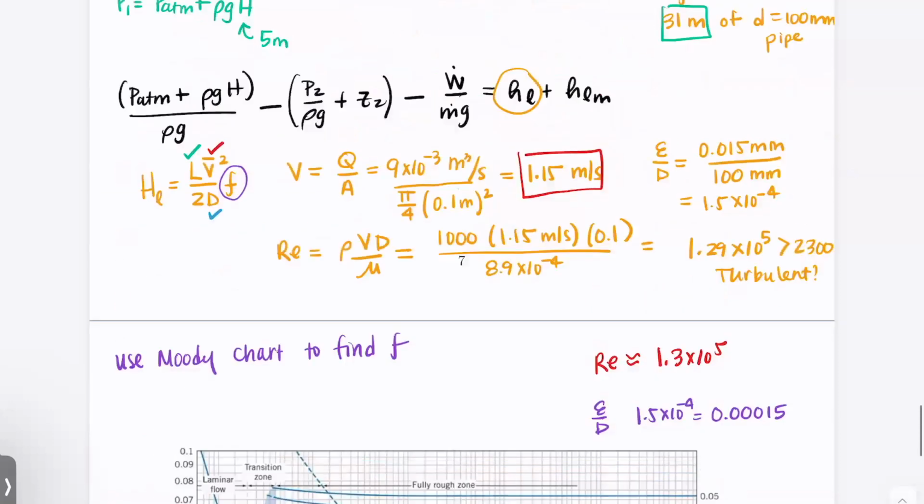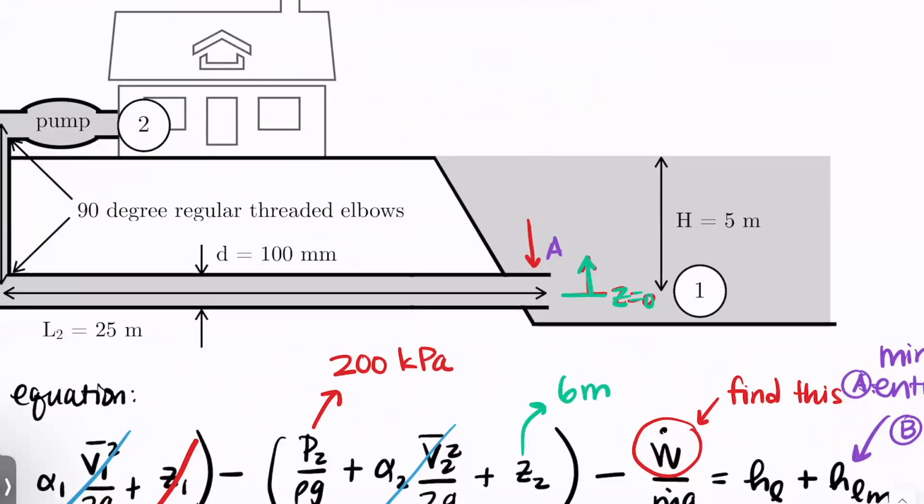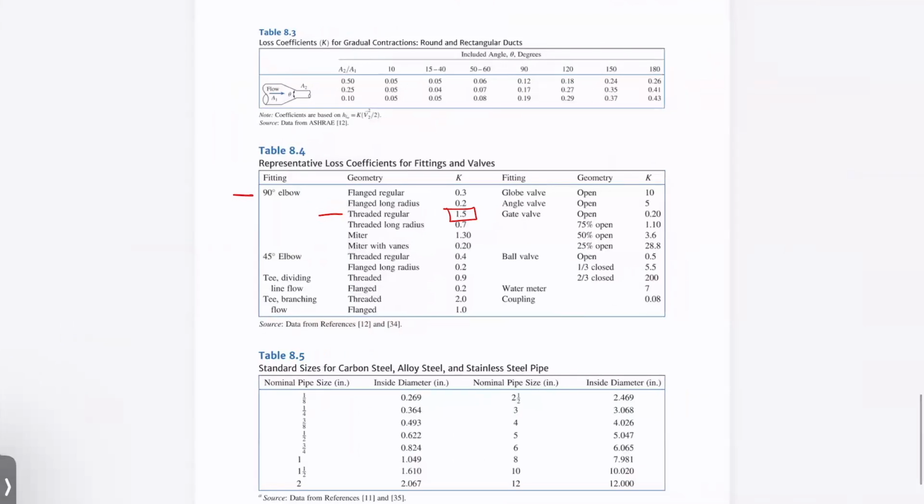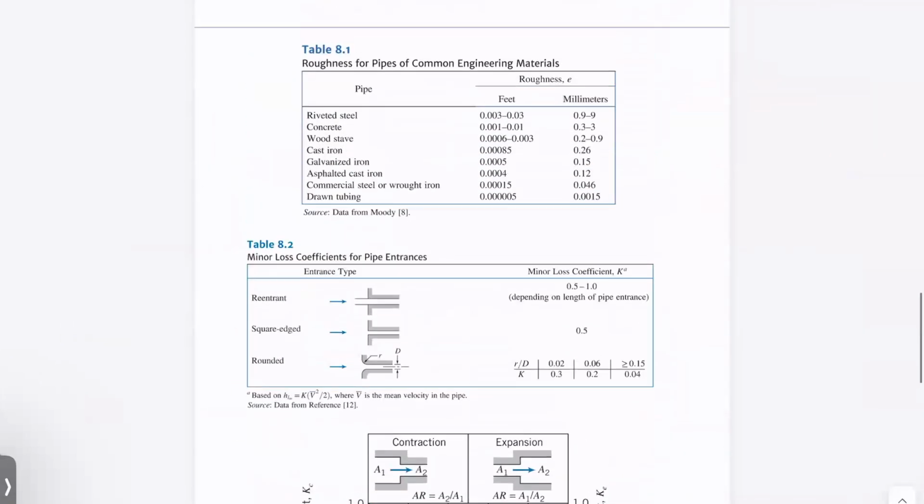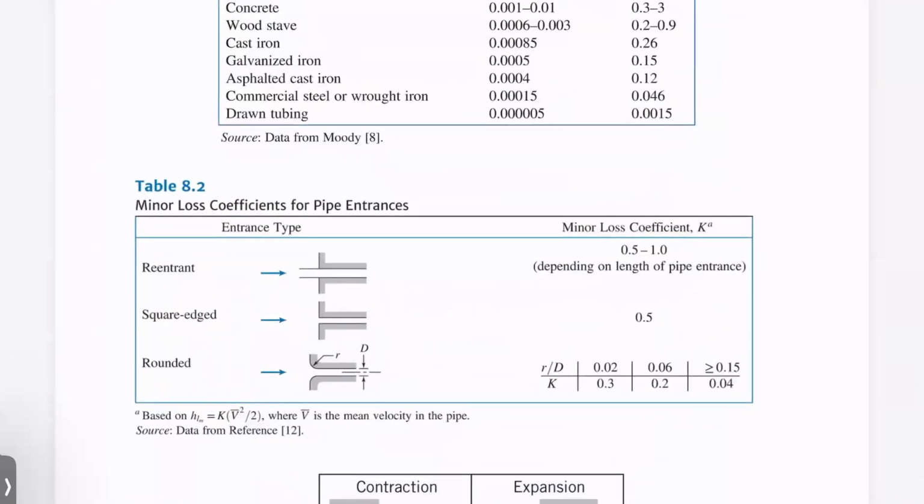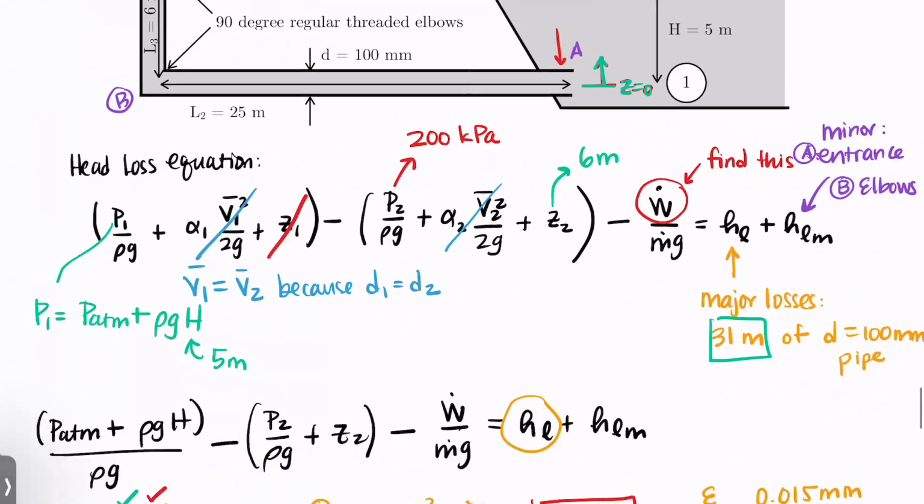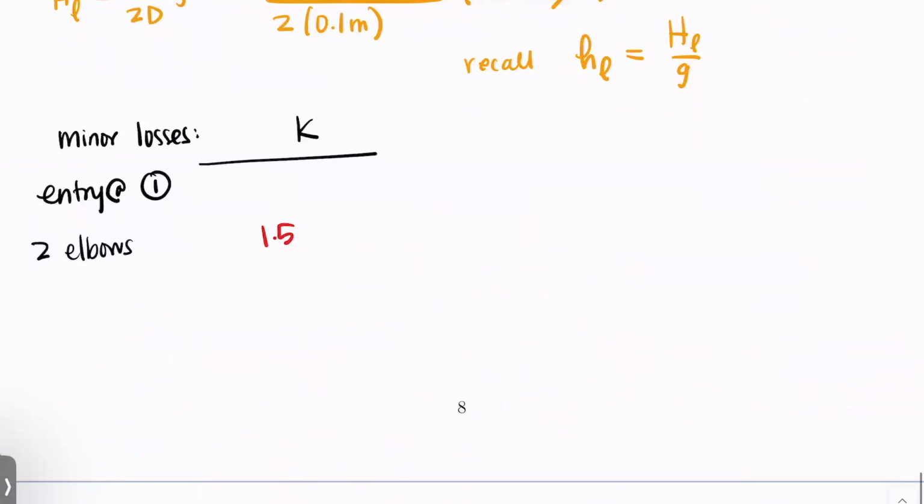And now we want to look at our entrance. So this is the type where it's not chamfered, it's kind of sticking into the large body of water. So we are going to look at this reentrant type like this. And we're going to assume a worst case scenario and use 1. So K is equal to 1.